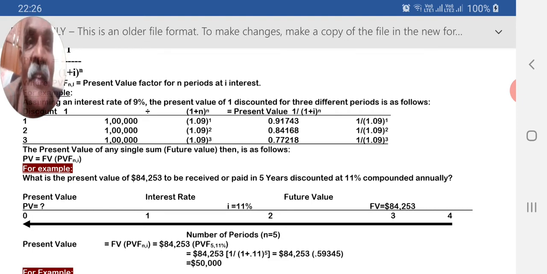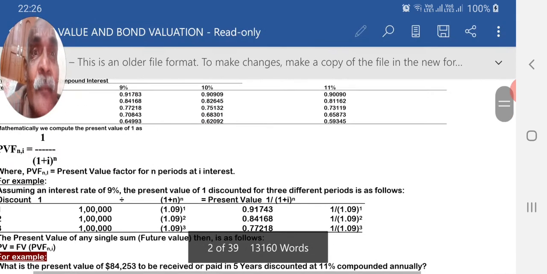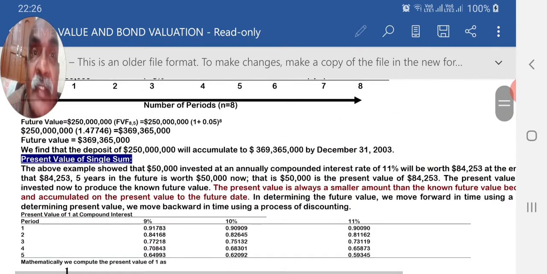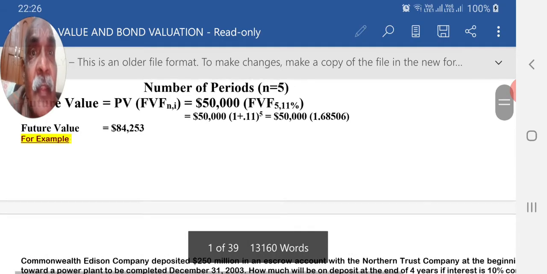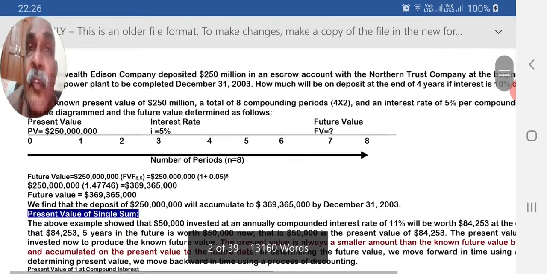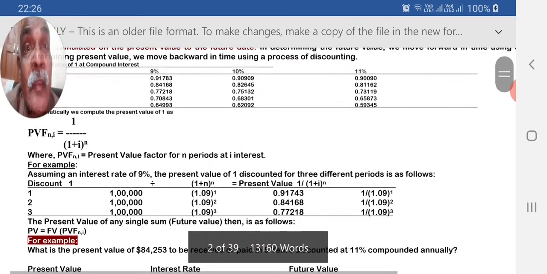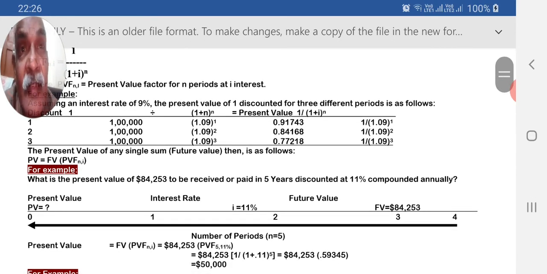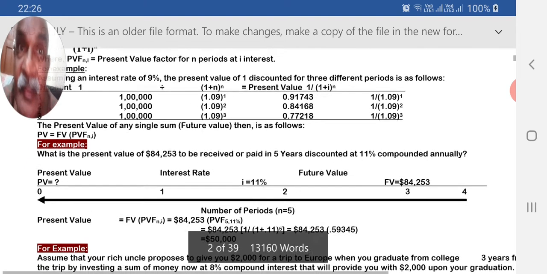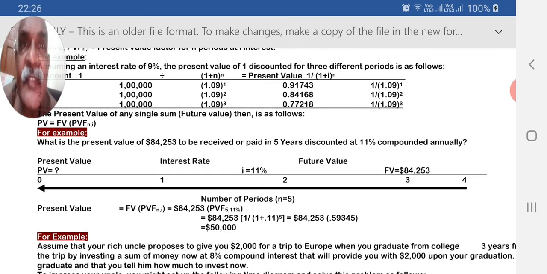Right now we have discussed how much you are investing, 50,000, and how much you are getting after 5 years. You are getting 84,253 after 5 years. It means present value is known, future value is not known. So you have calculated future value 84,253 at the rate of 11%. Now the reverse.